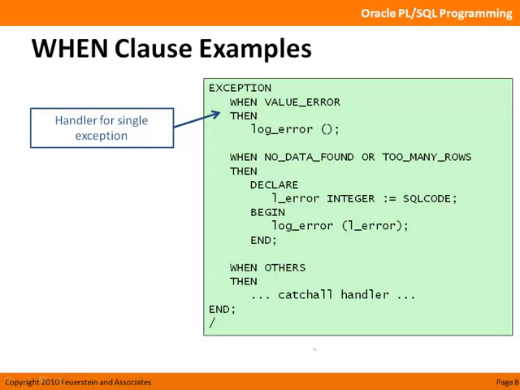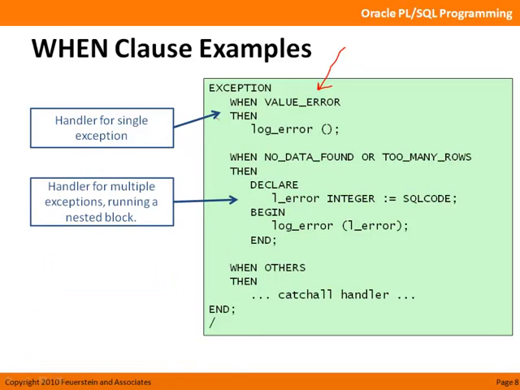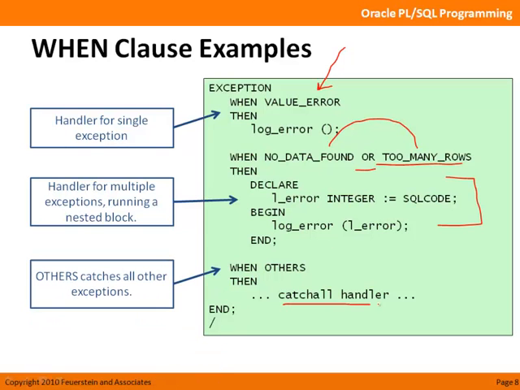Let's take a look at some examples. Here's an exception section with the when clause for a single exception, value error, the -6502 error. Here's an example of checking for two different exceptions. If either one of these occur, if it's no data found or too many rows, then I want to take the same action. You can't have an and, when no data found and too many rows, because, of course, only one exception can be raised at a time. And finally, we have the when others, the catch-all handler that will run when anything else fails or when no exception is trapped previously.